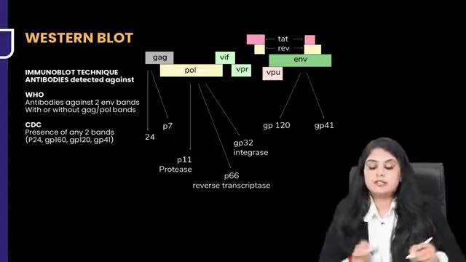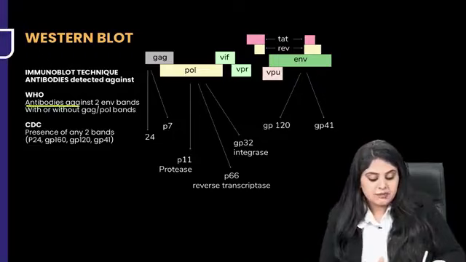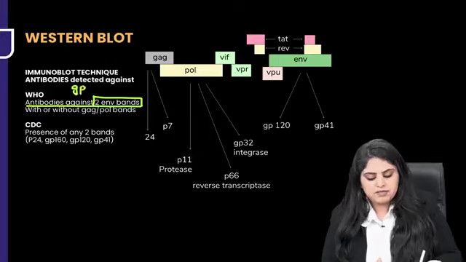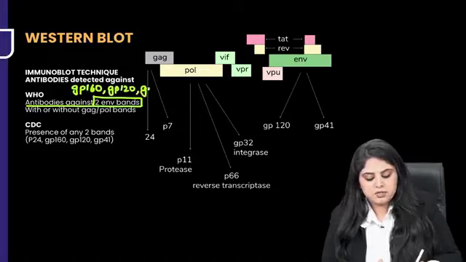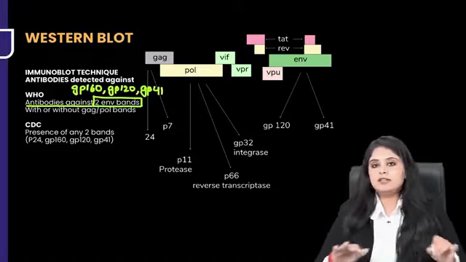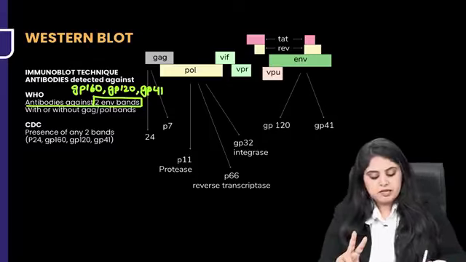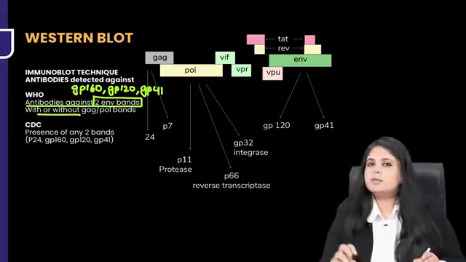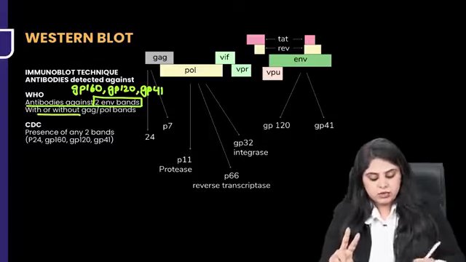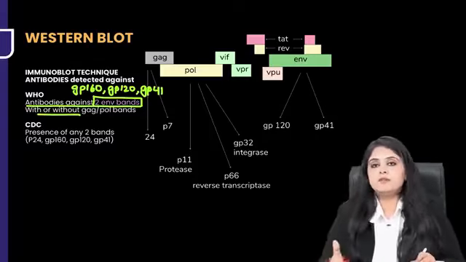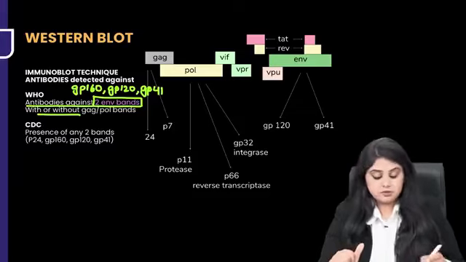So WHO says if antibodies are there against any two envelope proteins. Which envelope proteins were those? Ma'am, there was GP160 and GP160 was divided into GP120 and GP41. So if any two of these envelope proteins come out to be positive, irrespective of others, may be there, may not be there, I really don't care, but if any two of these GP160, 120, 41 come positive, WHO says that is HIV positive.